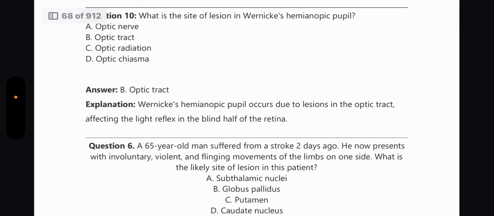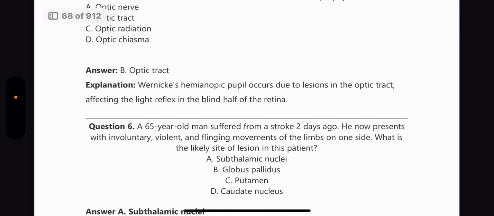Please learn. What is the site of lesion in Wernicke's hemianopic pupil? Answer is optic tract. Wernicke's hemianopic pupil occurs due to lesions in the optic tract affecting the light reflex in the blind half of the retina.